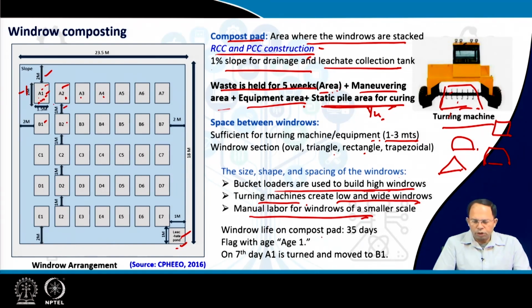Usually this compost remains in the compost pad for around 35 days, which is around 5 weeks roughly. You can see 1, 2, 3, 4, 5, these are the 5 weeks. First week, second week, third week, fourth week, fifth week. That is how A1 becomes B1, then becomes C1 in the different weeks, and eventually we have got the final compost.